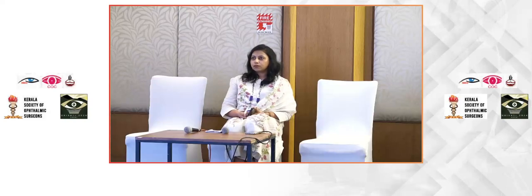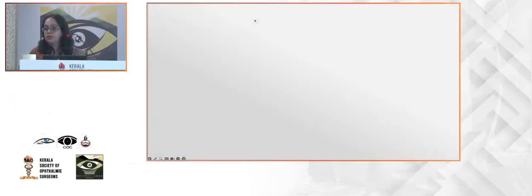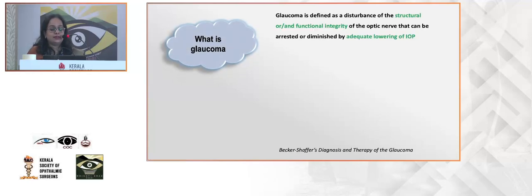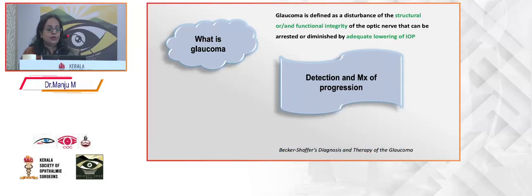Let's start with the basic question. What is glaucoma? Glaucoma is defined as a disturbance in the structural or functional integrity of the optic nerve that can be arrested or diminished by adequate lowering of IOP. So in glaucoma, there is a chance of a progressive optic neuropathy. So the goal of any glaucoma consultant or glaucoma physician is to detect and manage glaucoma progression.